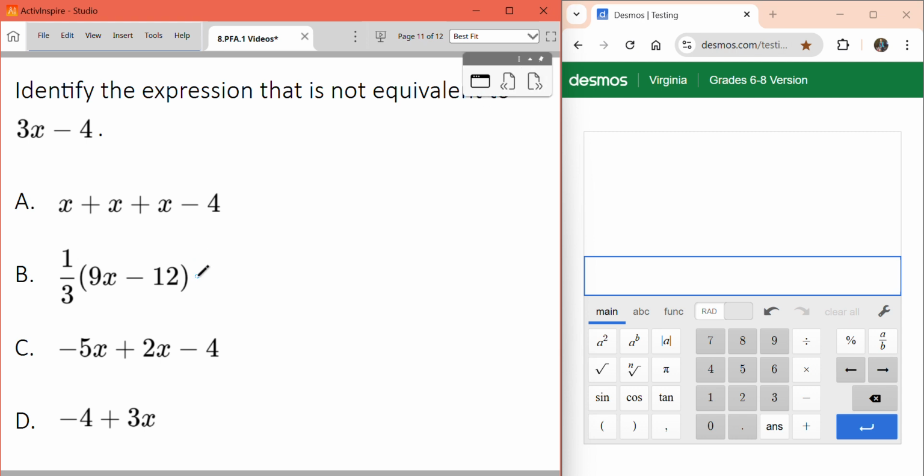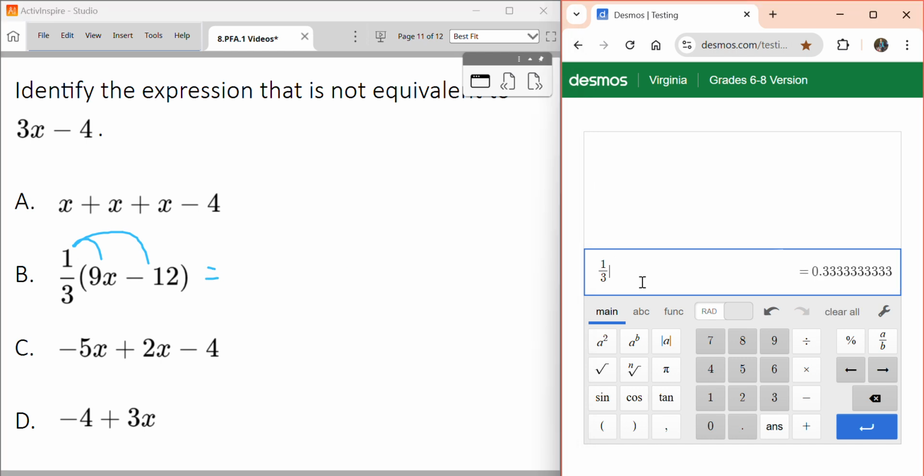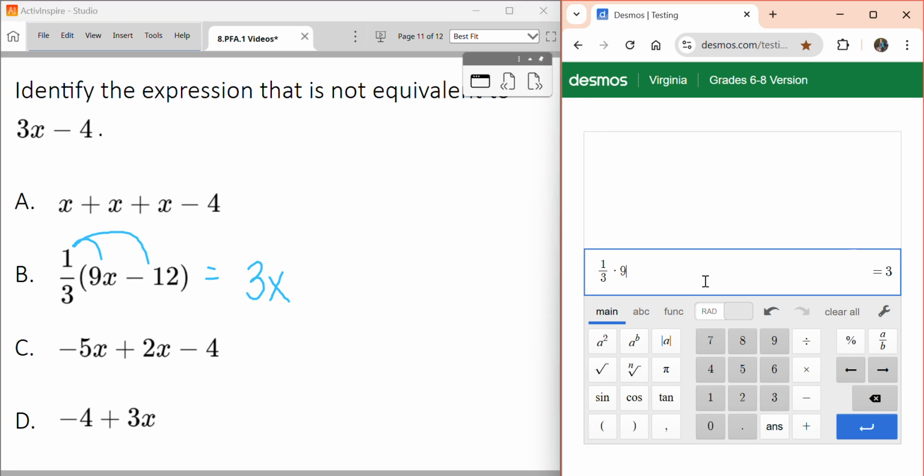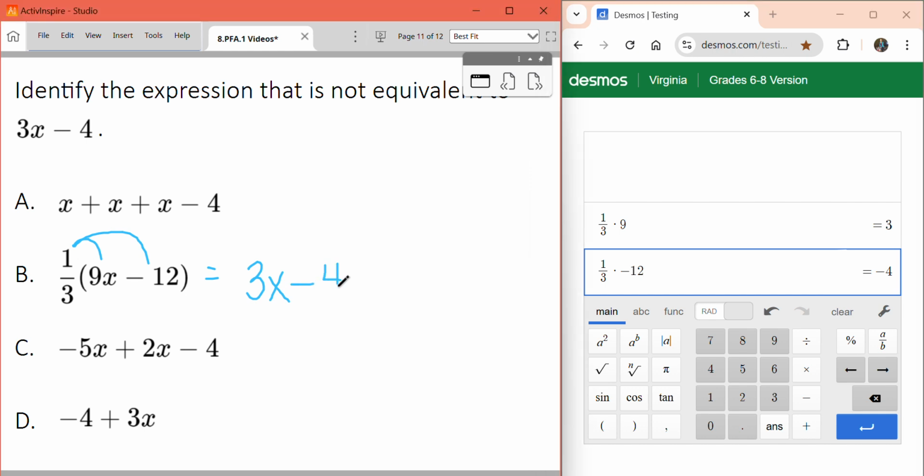All right, let's try the second one right here. This one is distribution, so I don't think I need to pause here. We can just use Desmos. 1/3 times 9 gives me 3. Remember to put the x with it. And then 1/3 times -12 gives me -4. So that one also equals 3x minus 4, which means that one's not my answer either. That looks like a check.